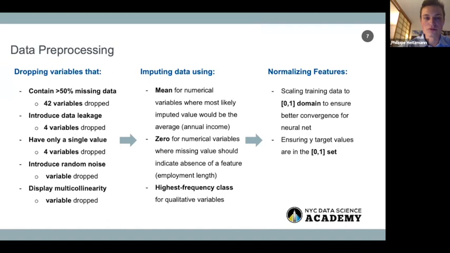There are different rules regarding what threshold you want to take. 50% is sort of on the more conservative side of actually wanting to keep more data. Some people will do 30, 40%. But in this case, using that threshold, 50%, 42 variables were dropped from this. And then, also trying to drop variables that introduce data leakage.